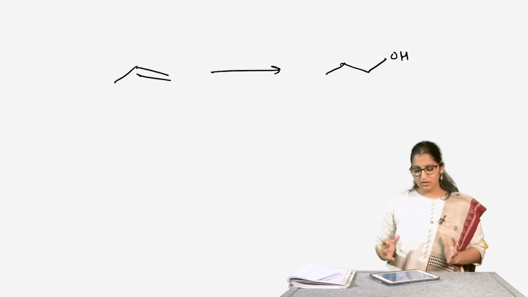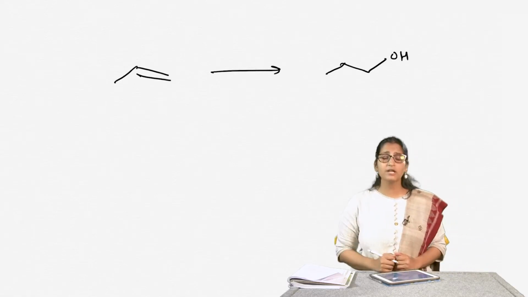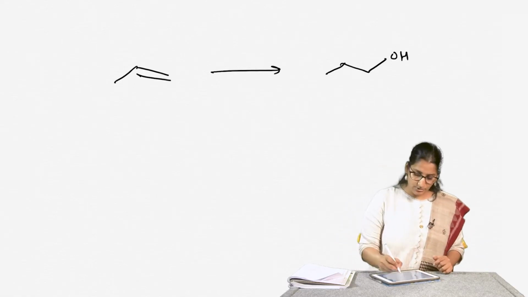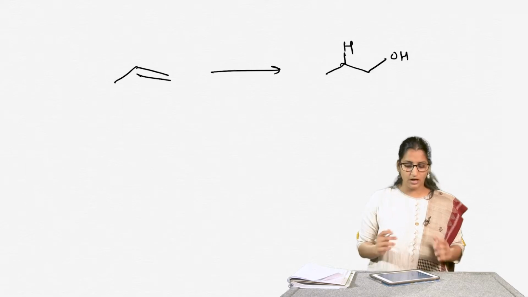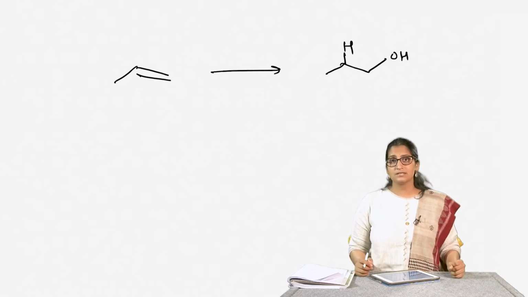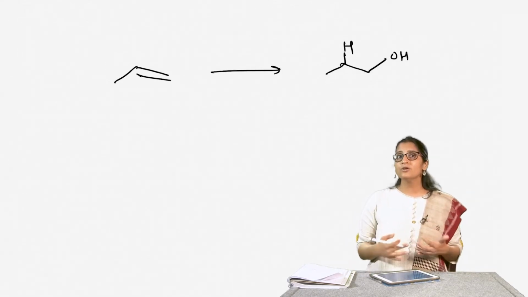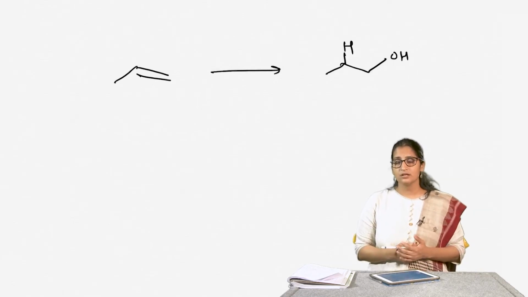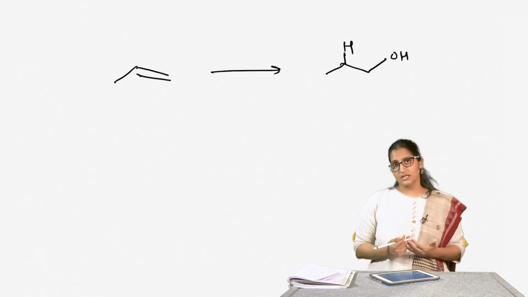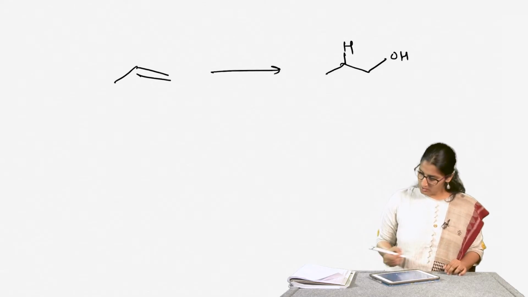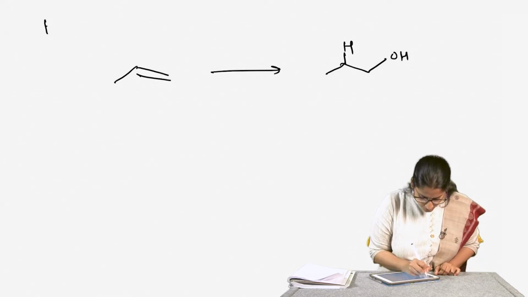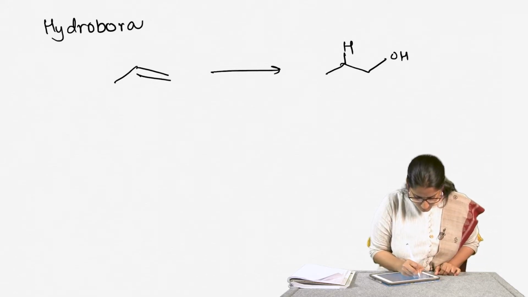If my aim is to convert this alkene to the corresponding alcohol such that the hydrogen ends up on the more substituted carbon and the OH ends up on the less substituted carbon, then I cannot use the earlier methods that we have seen. We thus need a new reagent, and this new reaction is called hydroboration oxidation.